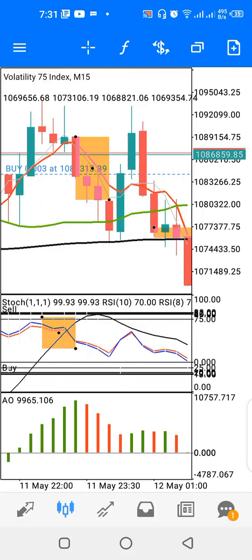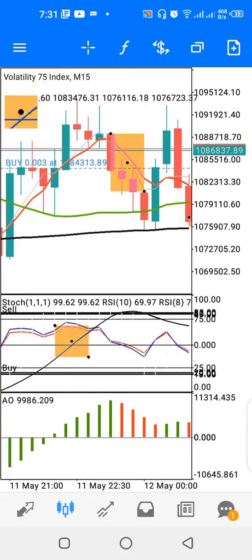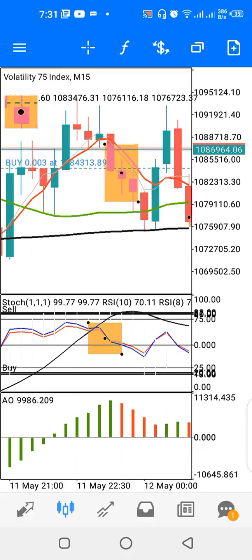And that's it for indicator window 2. Okay, I have my signal here. I have my signal on indicator window 1 to sell. I also have my signal on the main window to sell.